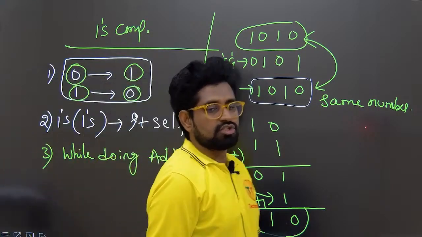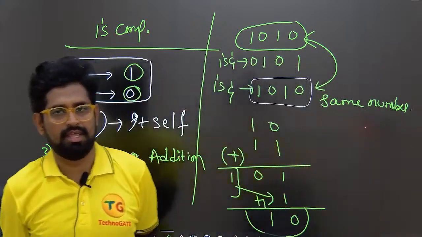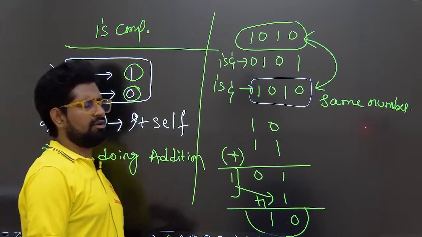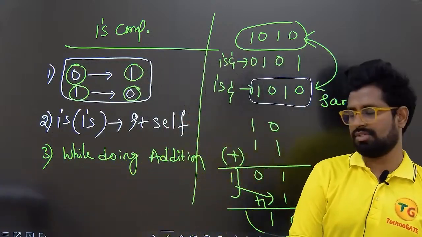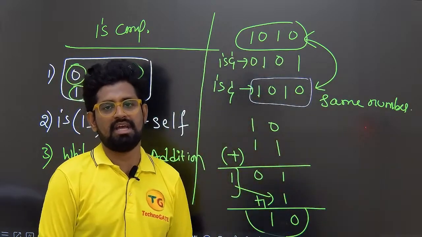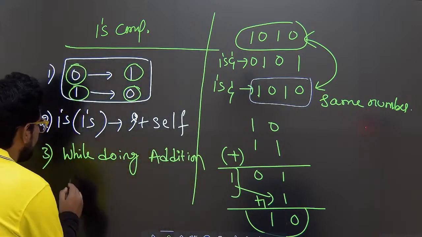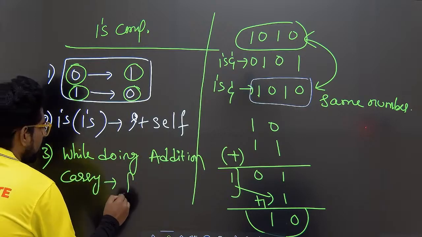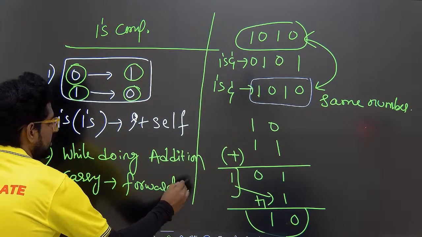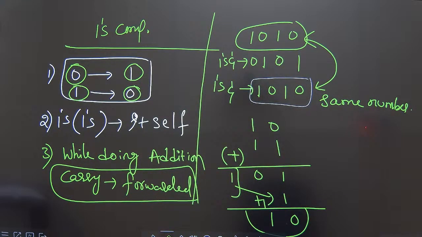So remember this. While performing the addition, these three rules are important. Rule number 1 is zeros are converted into ones and ones are converted into zeros. Rule number 2 is 1's complement of 1's complement is itself. Rule number 3 is while performing the addition, if we get any carry, the carry will be forwarded to the next LSB and it is going to be added. Okay, write down these 3 rules. All of you note down these 3 rules. These are very important.